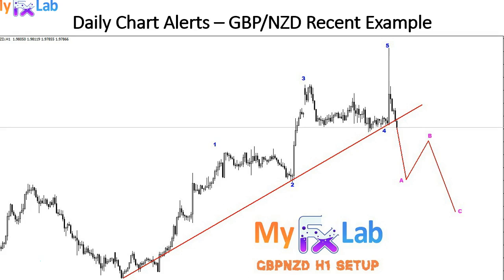And so here we actually are showing you an opportunity that we highlighted in the British pound New Zealand dollar, or known as the pound Kiwi for short. This is a 1 hour chart of pound Kiwi.